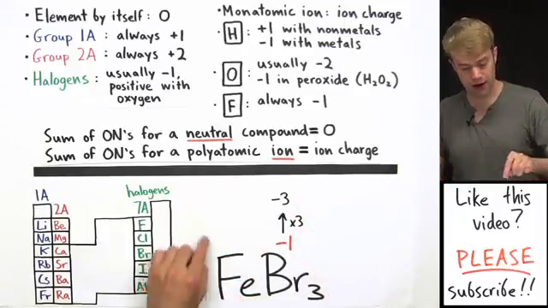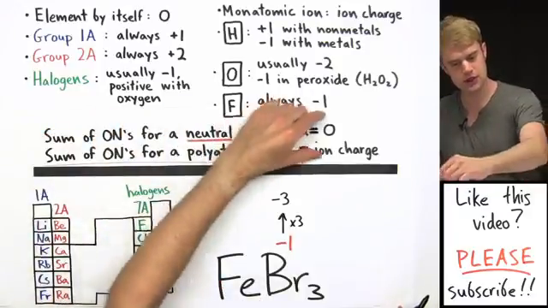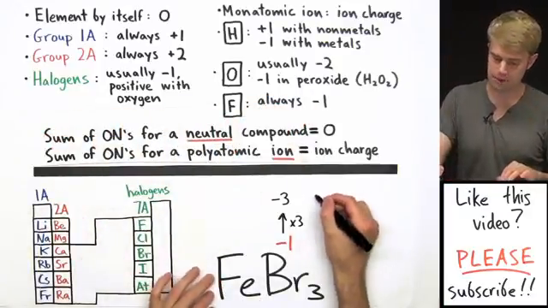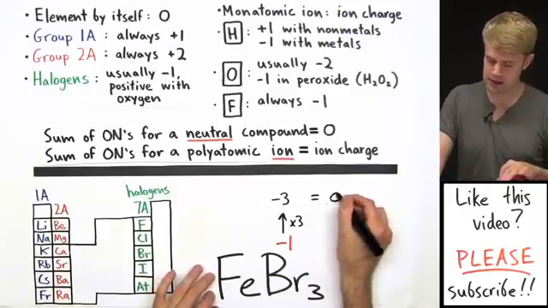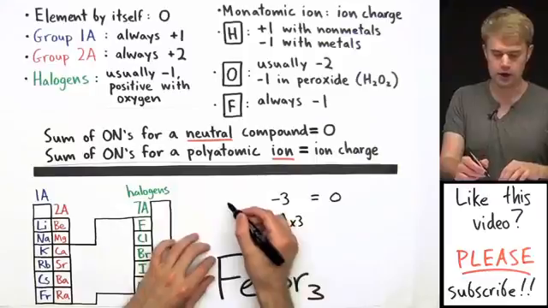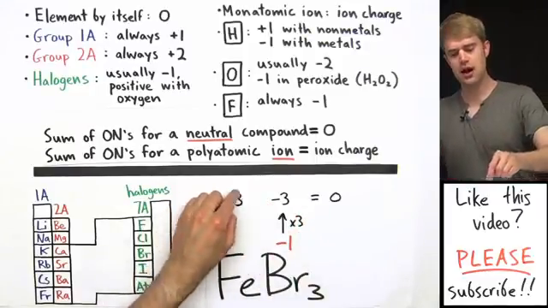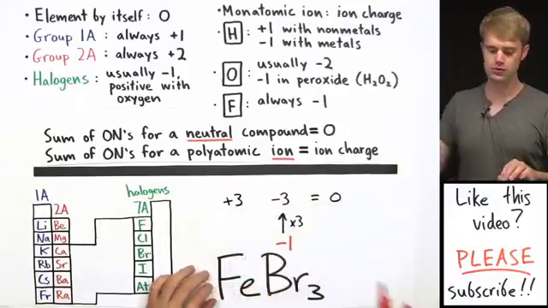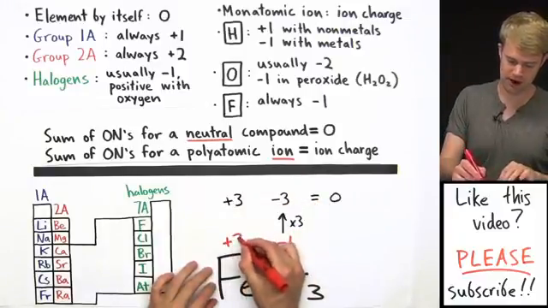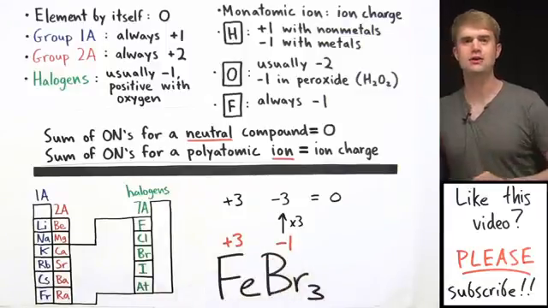Now, to figure out the oxidation number of Fe, we'll use this rule that the sum of oxidation numbers for a neutral compound should be 0. That means that the oxidation number on Fe, on iron, should be +3, because we've got +3 -3 equals 0. So the oxidation number for Fe is +3, and the oxidation number for Br is -1.